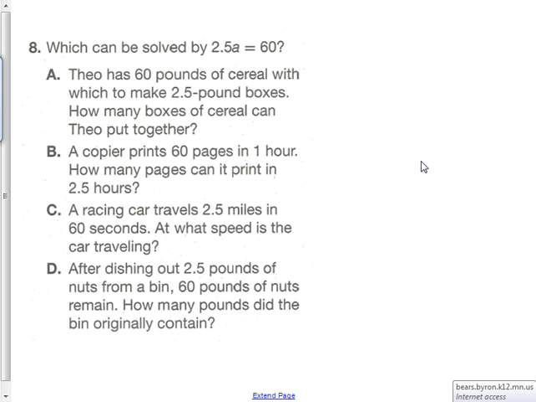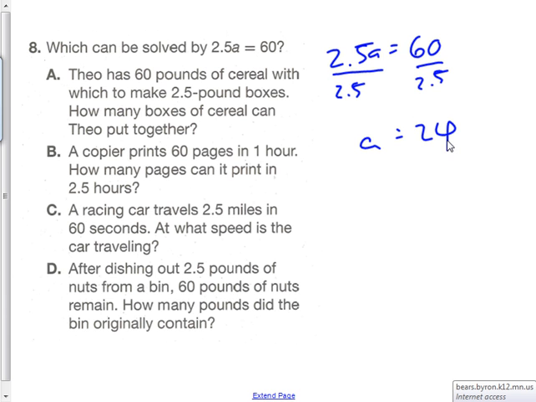All right, which can be solved by 2.5a equals 60. So 2.5a is equal to 60. What I would have to do is divide by the coefficient, 2.5, on both sides. And then a would be equal to 60 divided by 2.5, which is 24. So that's how I would solve it, but we're looking for the situation that can be represented there.